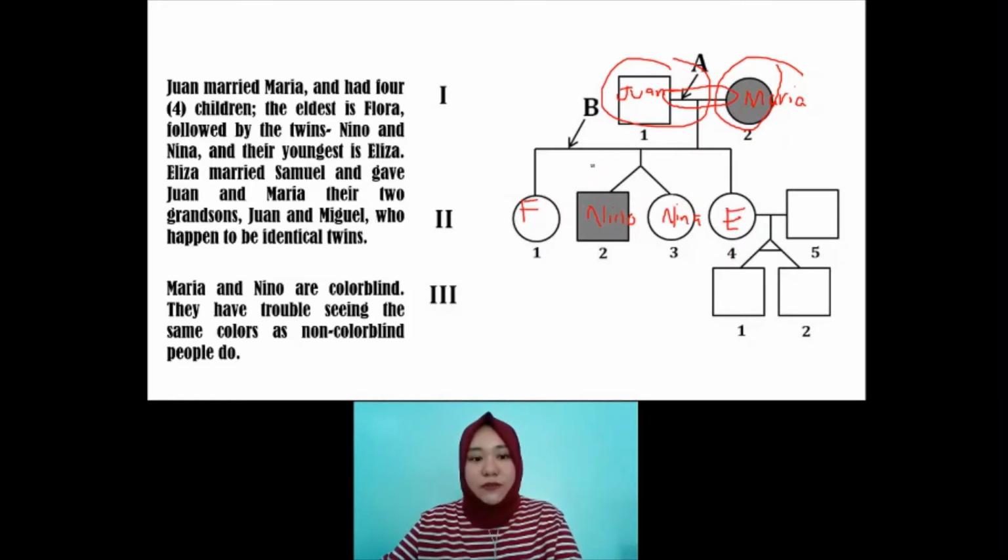Okay, so if you could follow the rules, ganina nga akong gimention regarding the boxes or the symbols. So Flora makes sense, di ba? Kasi Flora, babae man siya. So it's represented by a circle. And then Nino, lalaki, so it's represented by a box. And then Nina and Eliza are both female, so they are represented by circles.